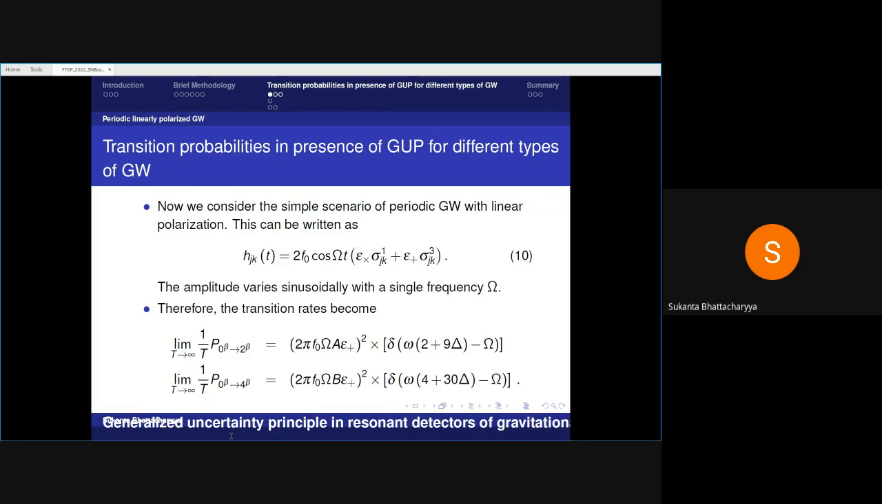This can be written by equation number 10. The amplitude varies sinusoidally with the single frequency omega. Therefore, the transition rate becomes this and this, where capital delta contains the GUP effect. Next slide, please.